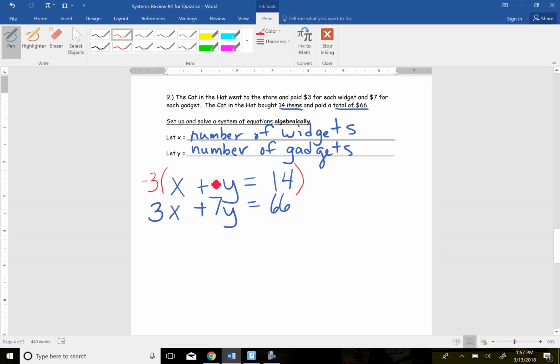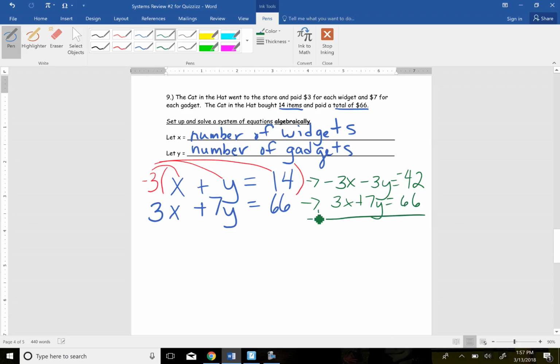But I have to keep this equation the same. I need an equivalent equation, but this is -3. So all the parts are going to get multiplied by -3. So when I do that, this is going to turn into -3x minus 3y equals -42. Same equation as the original blue one, but it's negative times -3. Nothing needs to change here. Just going to bring it over, right? Bring it over so I can add to eliminate something.